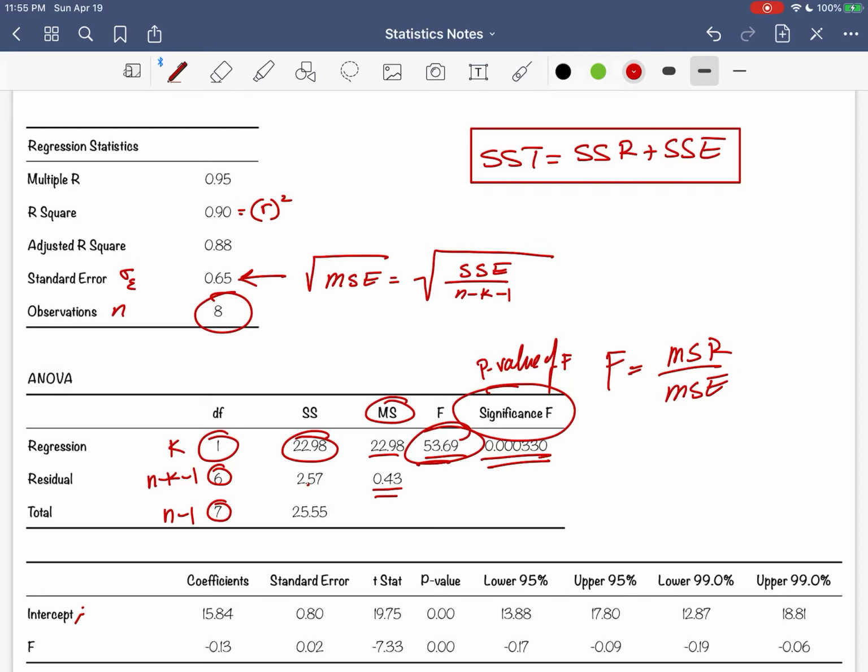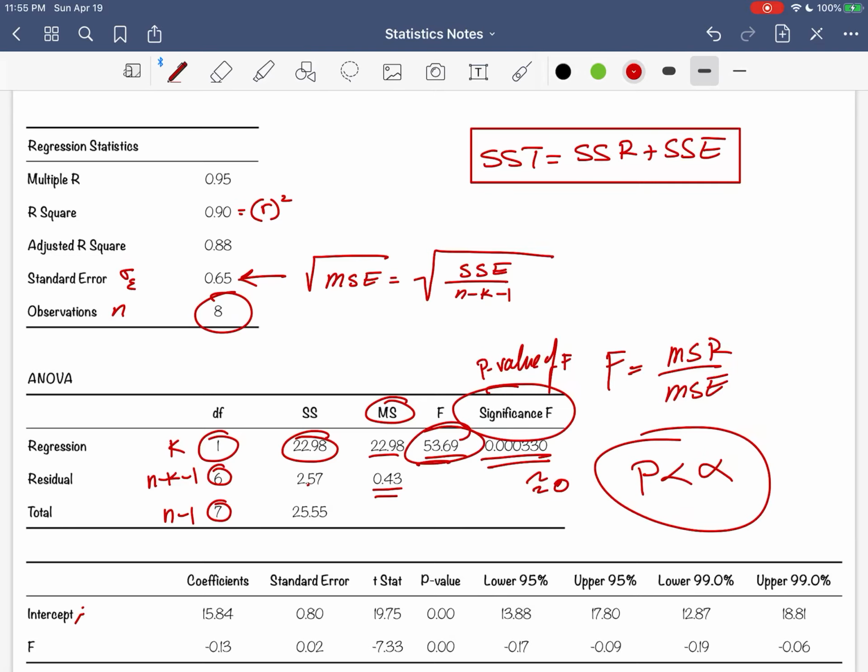Look at the p-value of F. I actually purposely left it as 6 decimal places. So it is quite small, essentially equal to 0. And so P is always, in this case, going to be less than alpha. And therefore, when this happens, you reject H0.